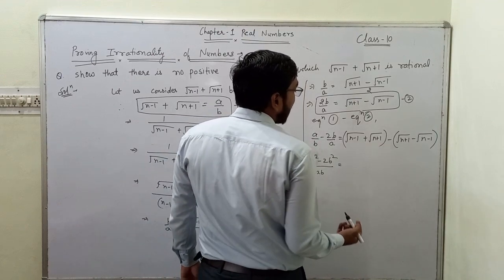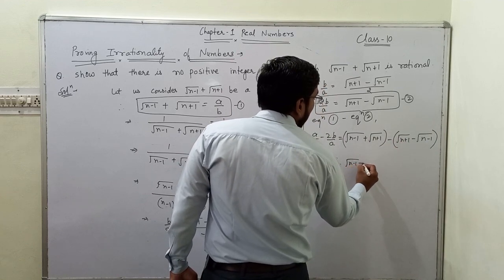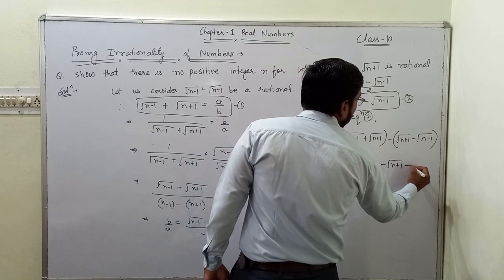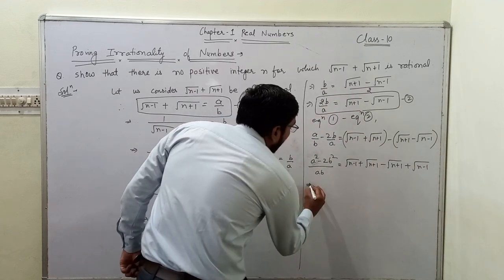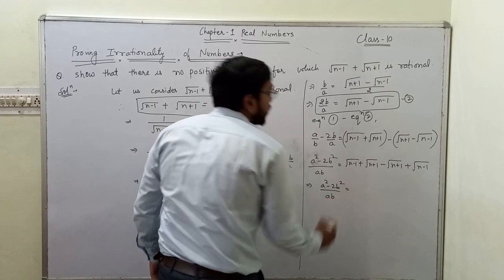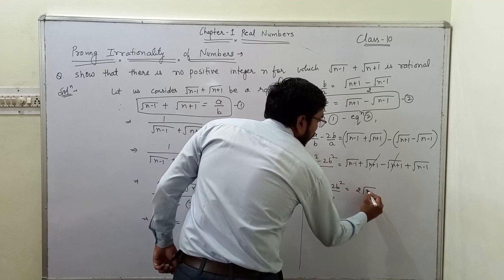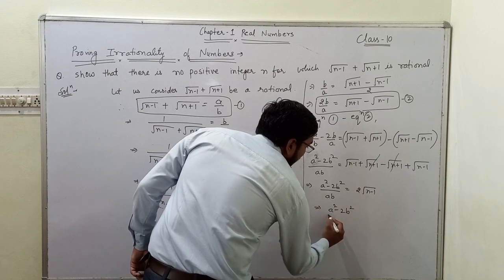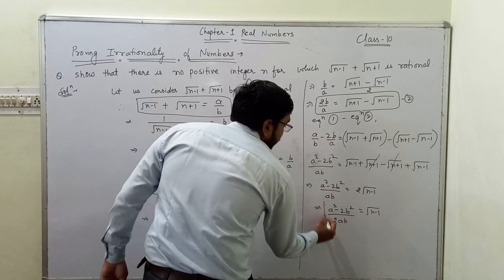here we will get root over n minus 1 plus root over n plus 1 minus root over n plus 1 plus root over n minus 1. Okay, so on solving this expression we get a square minus 2b square upon ab equals to, this term will cancel out and I will get 2 into root over n minus 1. So the expression is a square minus 2b square upon 2ab equals to root over n minus 1.